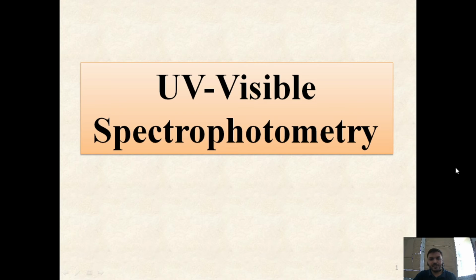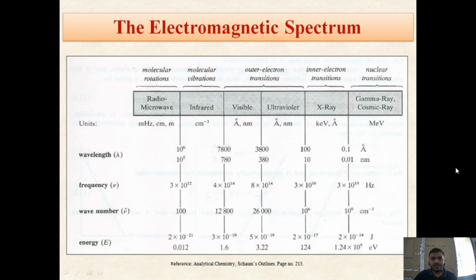UV visible spectrophotometry. This is the electromagnetic spectrum in which we have radio waves, infrared, visible, ultraviolet, X-rays, gamma rays or cosmic rays.